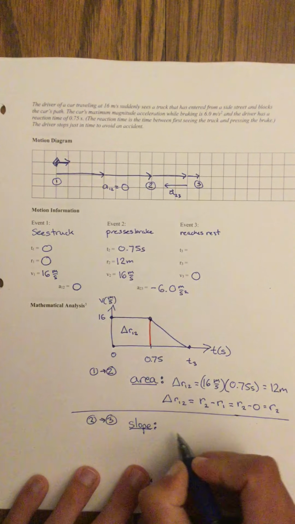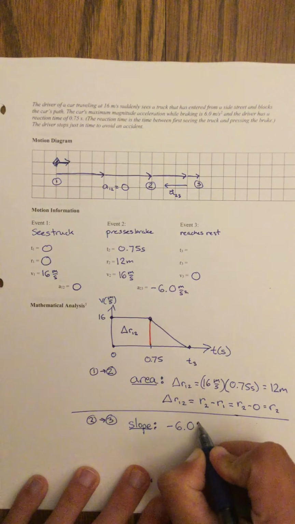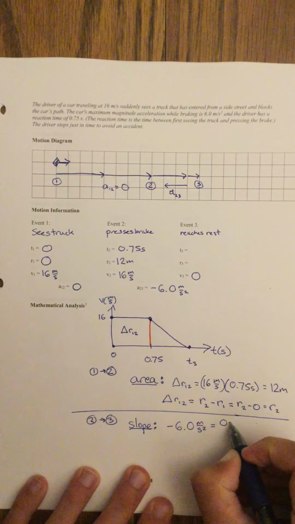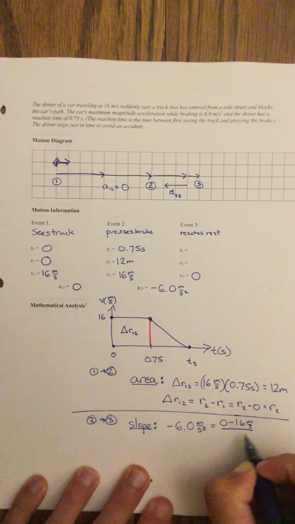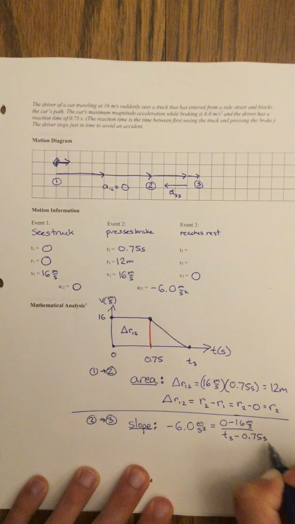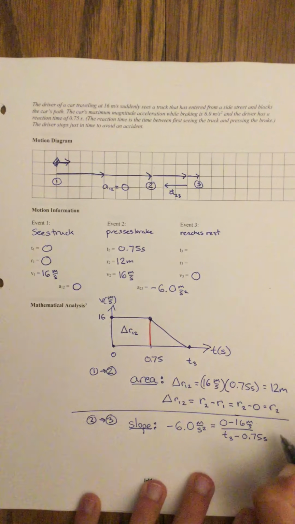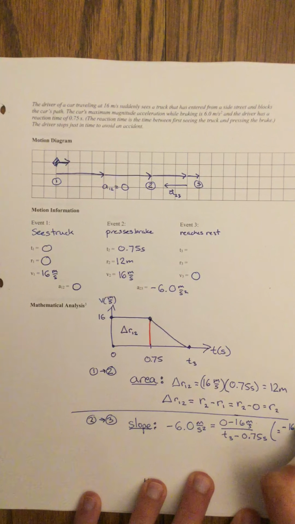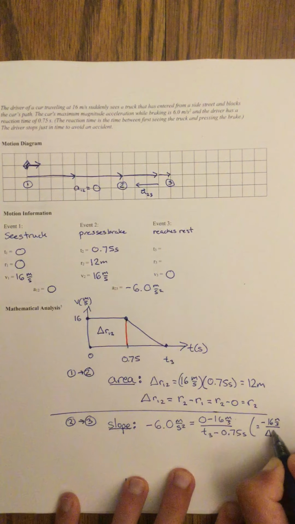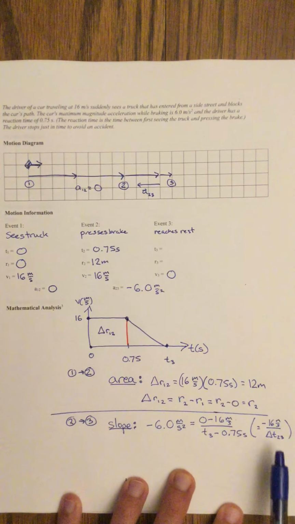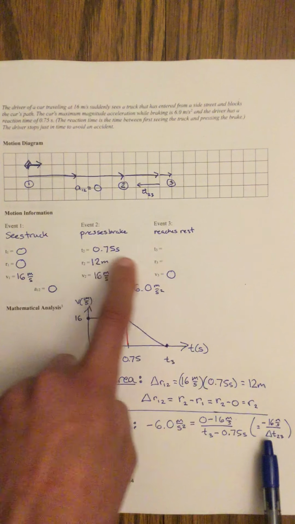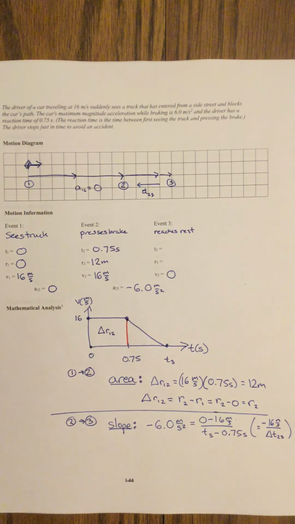And the slope is the acceleration between event 2 and event 3. That's negative 6 meters per second squared. Change in velocity is 0 minus 16 meters per second. And change in time is my unknown T3 minus 0.75 seconds. Or if you wanted to, you could write this as the change in velocity in the numerator, that's just negative 16 meters per second. And if you want to just call this delta T23 and solve for delta T23, and then when you're done, add the 0.75 seconds to it to get T3, you could do that also.